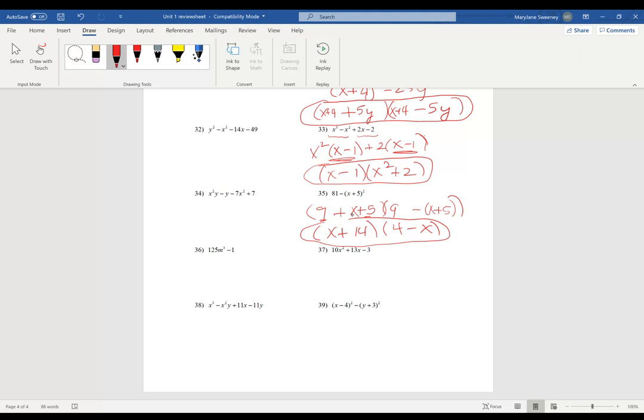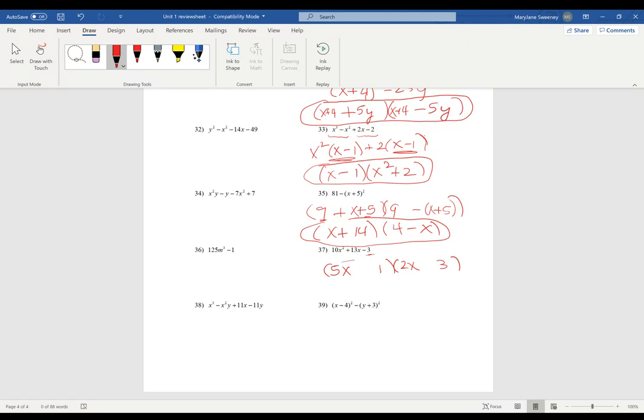37 is my guess and check. 10x squared could be 10 and 1 or 5 and 2. I usually start with the least extreme, the ones that differ by the least. So I would start with 5 and 2. 3 is prime. The only thing that's going to multiply to give me 3 is 1 and 3 or 3 and 1. So I think what we want here is 1 and 3.